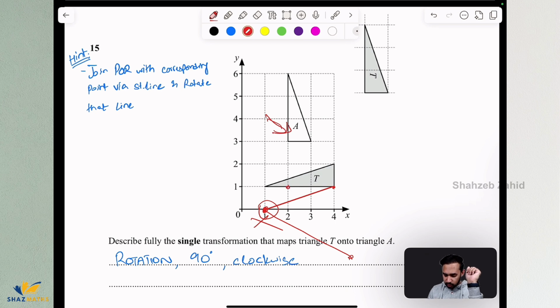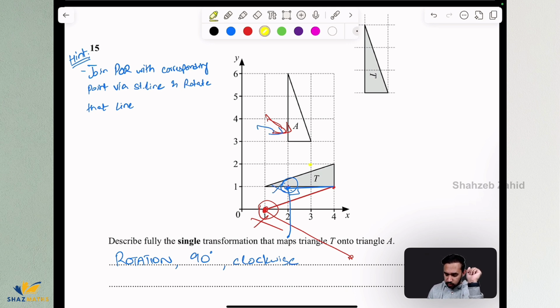Let's take this point. Now for this point, I'll join them by a straight line again. I've joined the point of rotation with the corresponding point that I've taken. Now if I rotate this line about the point of rotation 90 degrees clockwise, it's going to end up somewhere here, right? Which is again wrong. I need it to be here.